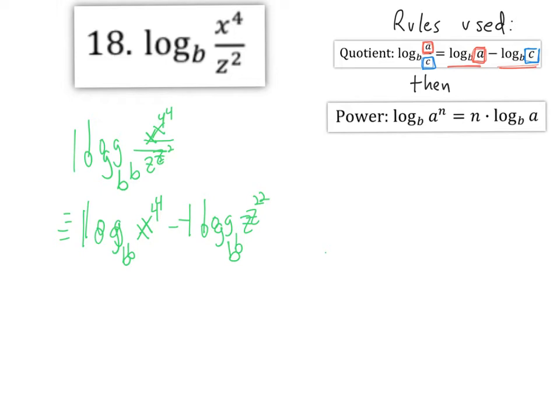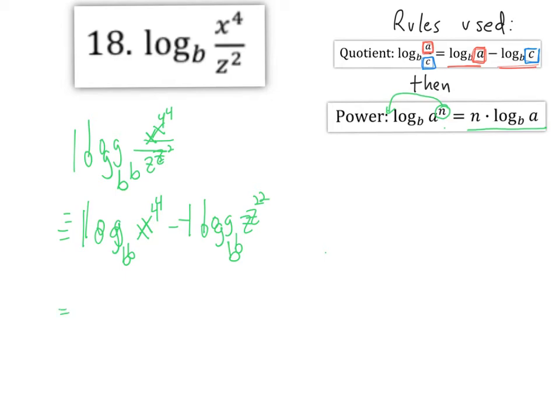Okay, and then when you're simplifying these, we have these arguments, x to the 4th and z squared. You never want to have exponents in the arguments for a final answer. So the next step will be using the power rule, and in the power rule, all it is you take whatever the exponent is and you bring it out front, and then it gets multiplied by the whole thing.